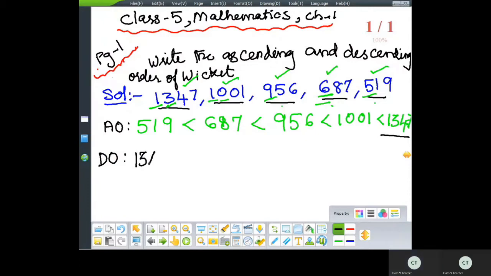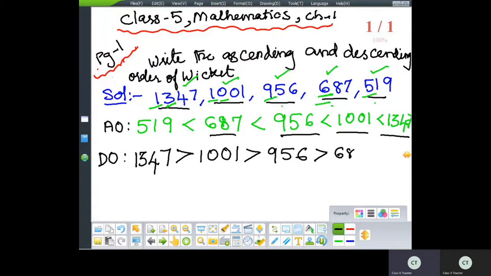1347. Yes. Change the arrows. The next number is 1001. The bigger number will have the open sides and the closed side will be on the smaller number. The next, what is it? 956. Then what is the next one? 687. Then what is the next remaining one? 509. So yes, we got the ascending and descending order of the wickets.